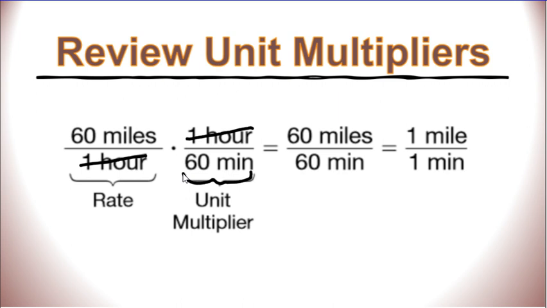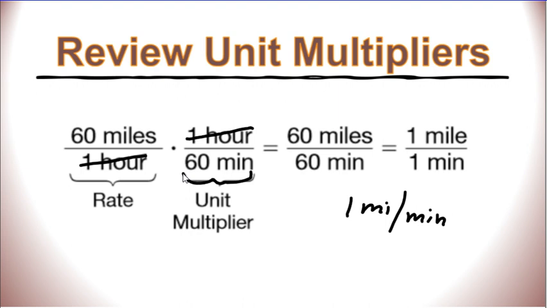And once you do that, you can multiply straight across. So 60 miles times 1 gives you 60 miles. 1 times 60 minutes gives you 60 minutes. And then you can simplify: 60 divided by 60 is 1. So the answer would be 1 mile per minute.